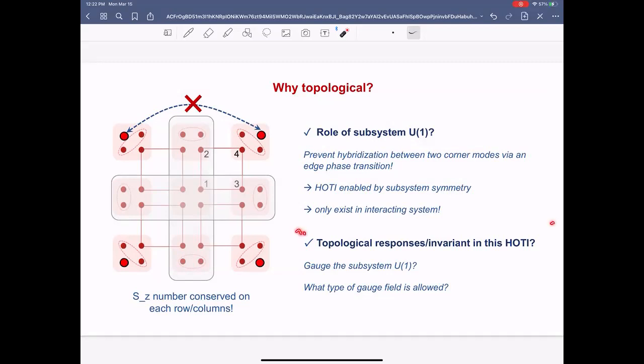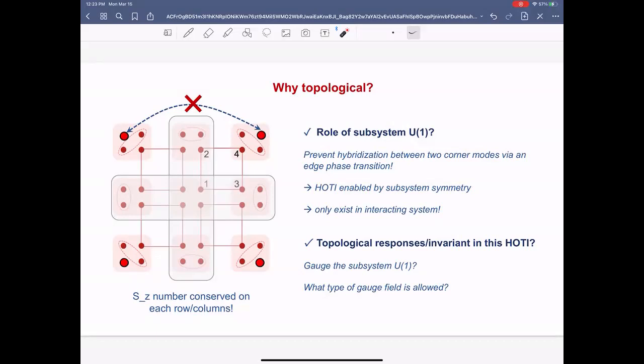So the next step is, does such a higher order topological phase have any topological invariant? There are different ways to deal with topological invariants in strongly interacting SPT phases. And one way we will show here is that we can figure out the topological invariant by looking into the topological response theory of the higher order topological insulator.